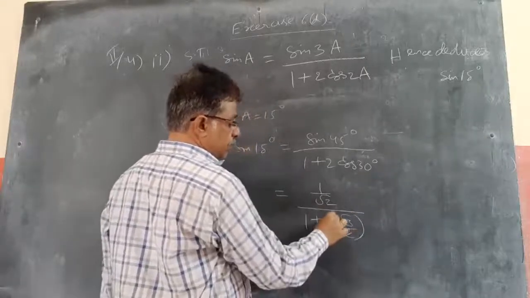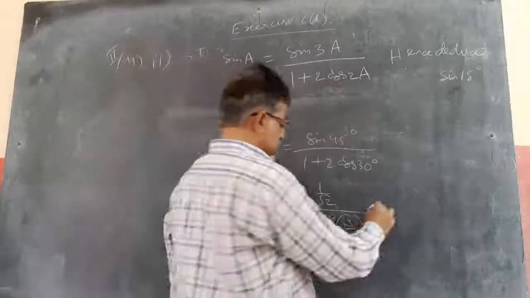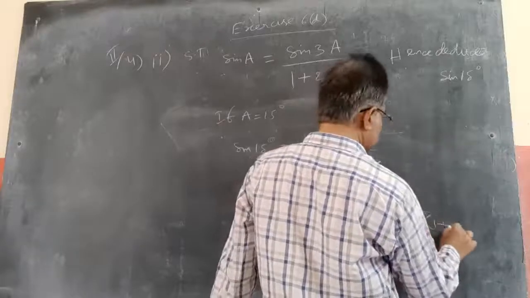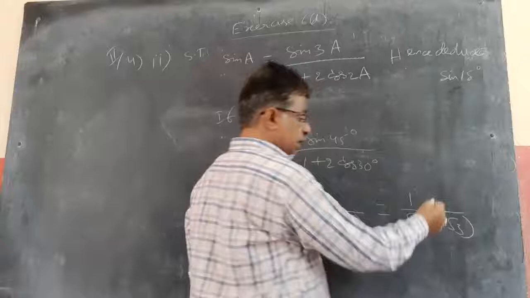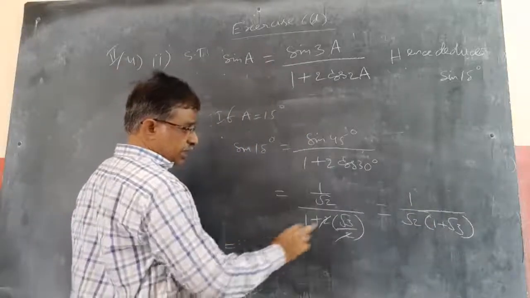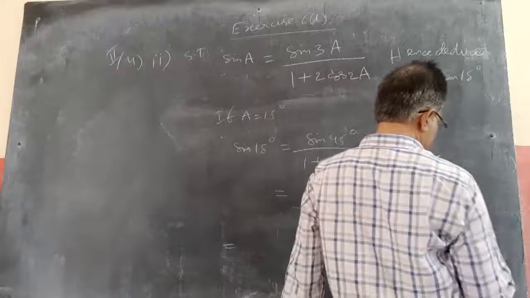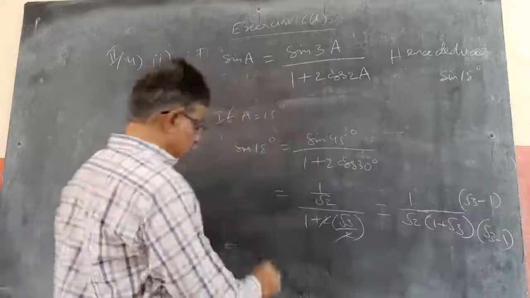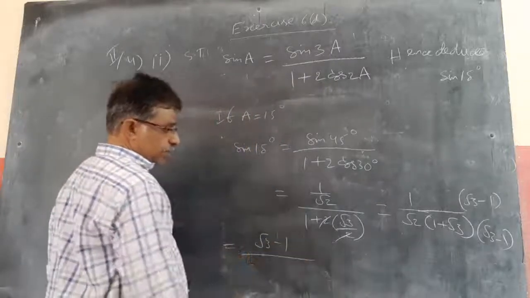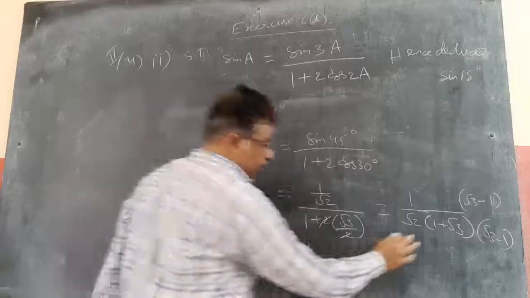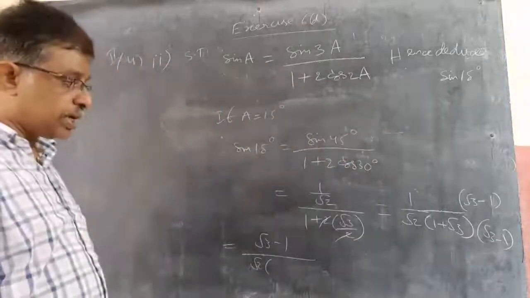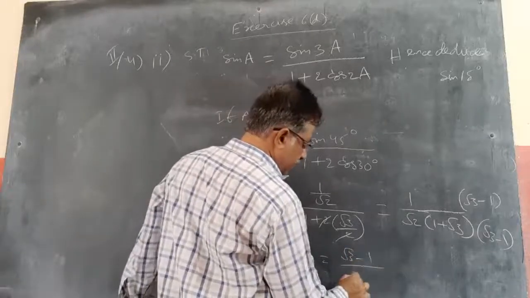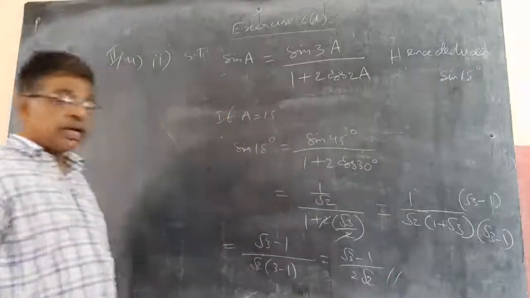So the root 3 by 2 and 2 cancel. What is left is 1 by root 2 into 1 plus root 3. If you rationalize the denominator by multiplying numerator and denominator with root 3 minus 1, what happens? Root 3 minus 1 by root 2 into a plus b into a minus b, a square minus b square, root 3 square, 3 minus 1. So it becomes root 3 minus 1 by 2 root 2.